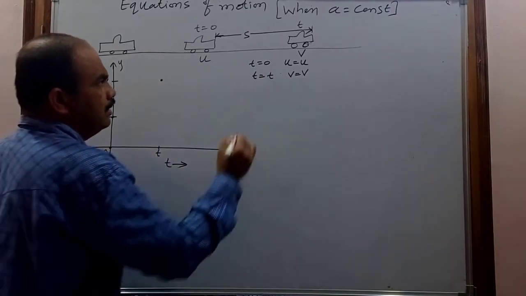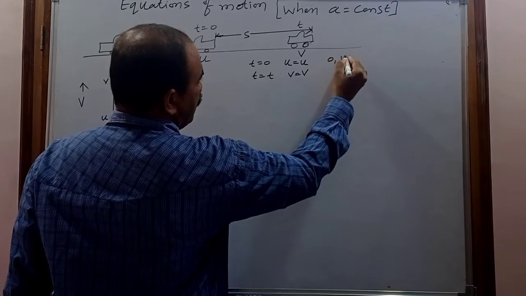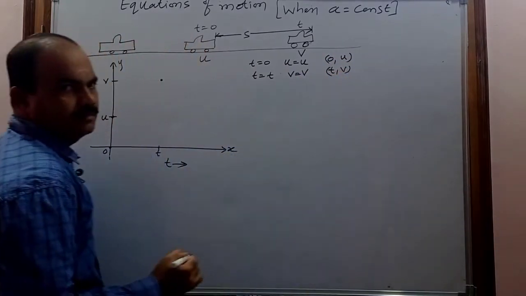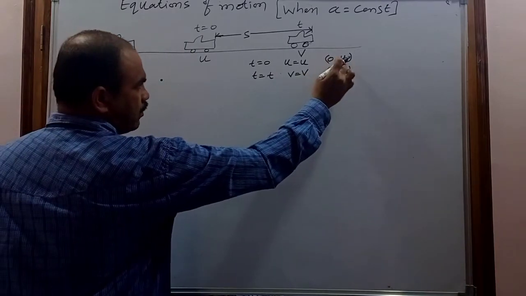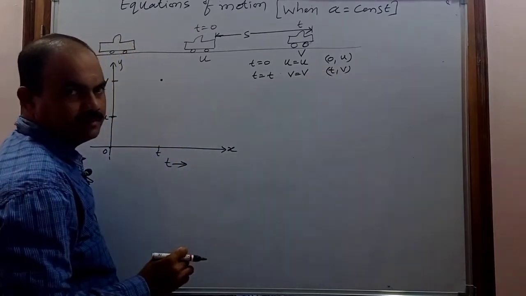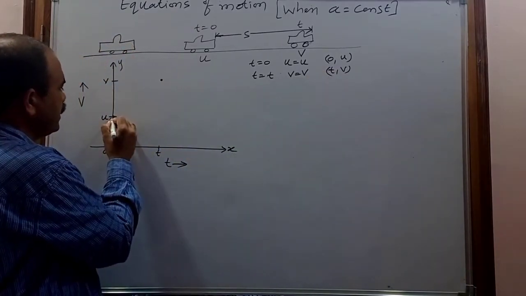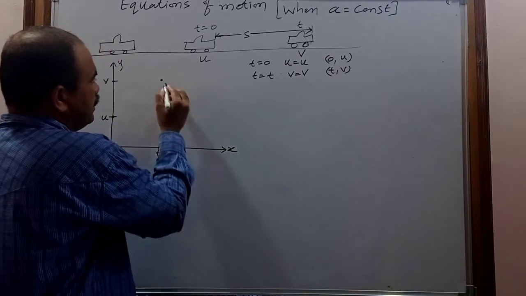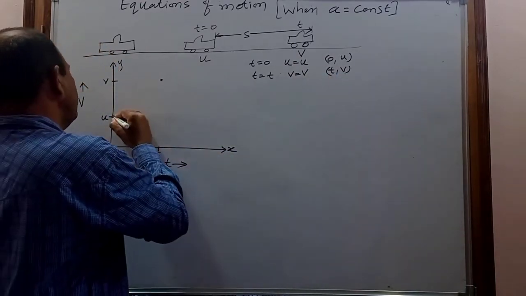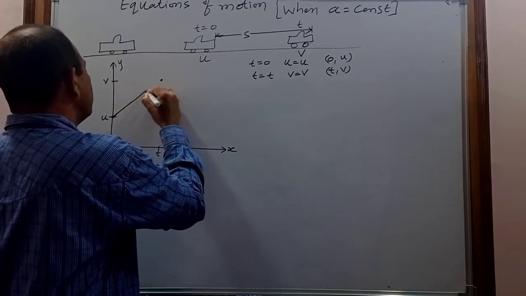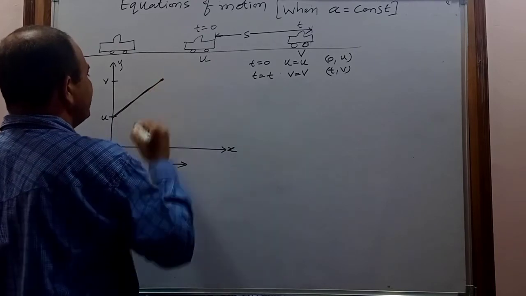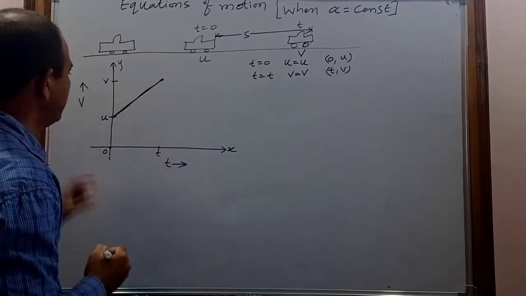These are the coordinates 0 comma u and these are the coordinates t comma v. Here the x coordinate is 0 and the y coordinate is u, and here the x coordinate is t and the y coordinate is v. So this point represents 0 comma u, and this point represents t comma v. Now when I join these two points, you get a line. This line represents the velocity versus time graph.